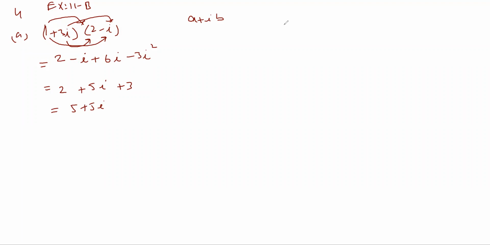Now, can you find this part B. This is (4 minus 5 iota) into (4 plus 5 iota). If you write this directly as 16 plus 25, this is going to save a lot of time when you will be doing the division of these complex numbers.